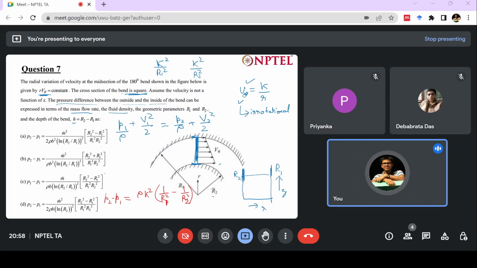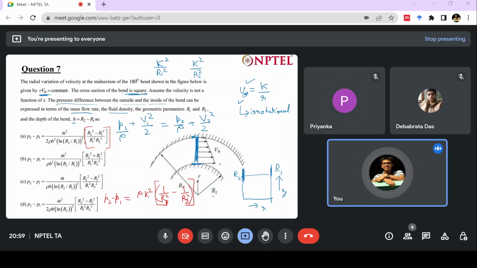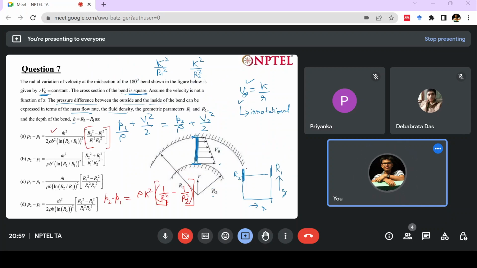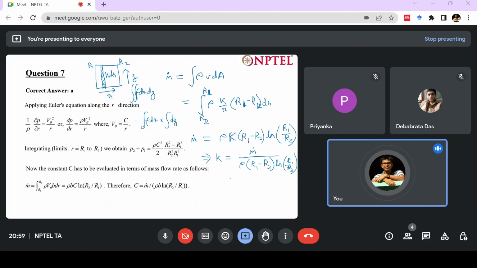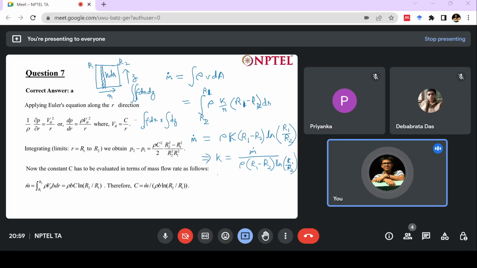So which option were you saying? Option A, sir. Yeah. So this part is this part, right? Yes, sir. So rho k square should come out to be this. So k is this, so squared is rho square, so in the denominator rho will be there, and you have this logarithmic square as well here. So b is basically r1 minus r2. Sure. So let's see what they have done in the solution.